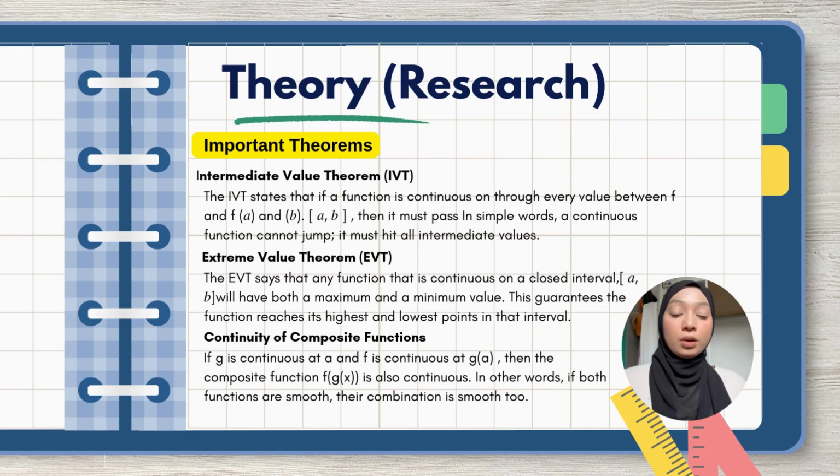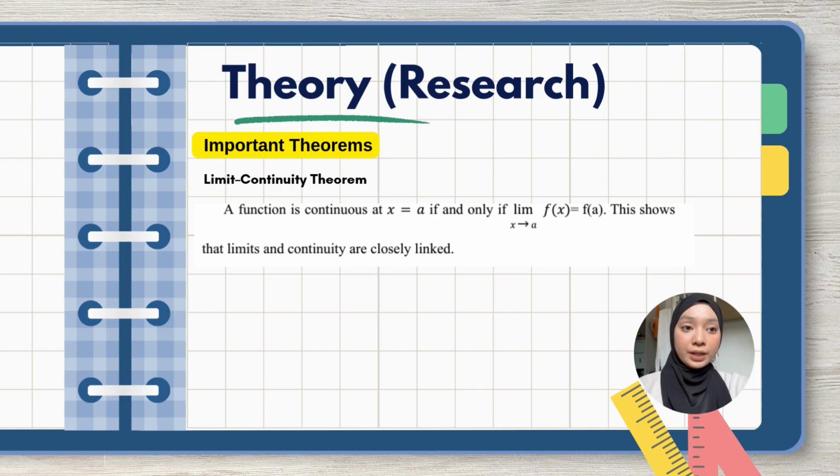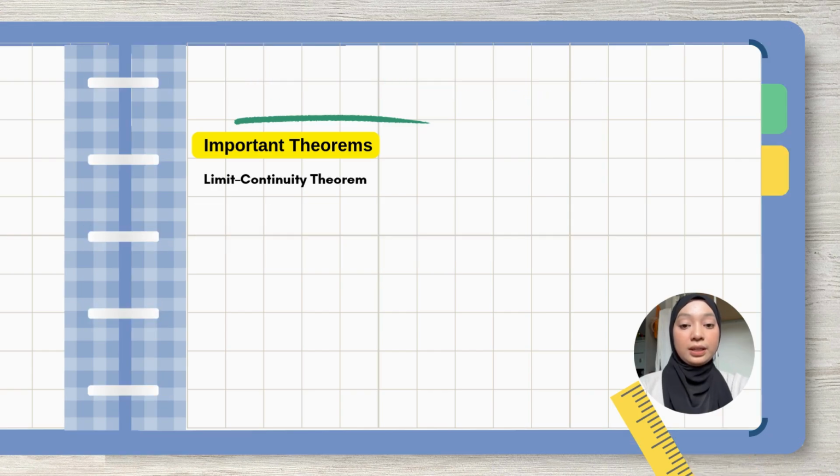Number 3, continuity of composite functions. If g is continuous at a and f is continuous at g(a), then the composite function f(g(x)) is also continuous at a. In simple words, if both functions are smooth, their combination is smooth too. Limit continuity theorem: a function is continuous at x equal a if and only if the limit as x approaches a of f(x) equals f(a). This shows that limit and continuity are closely linked.